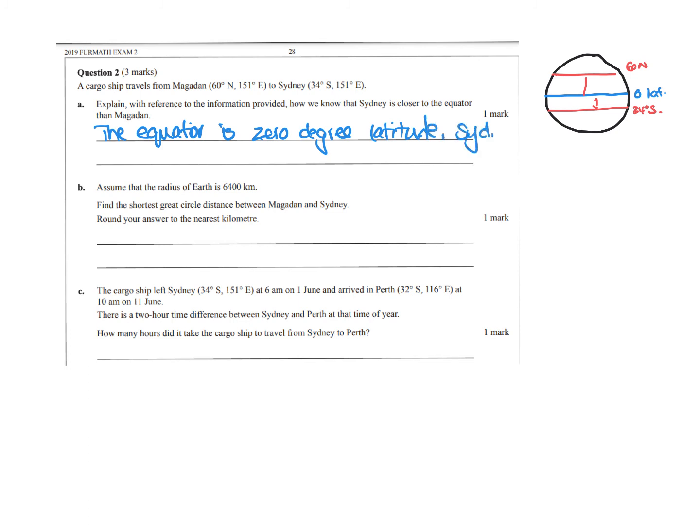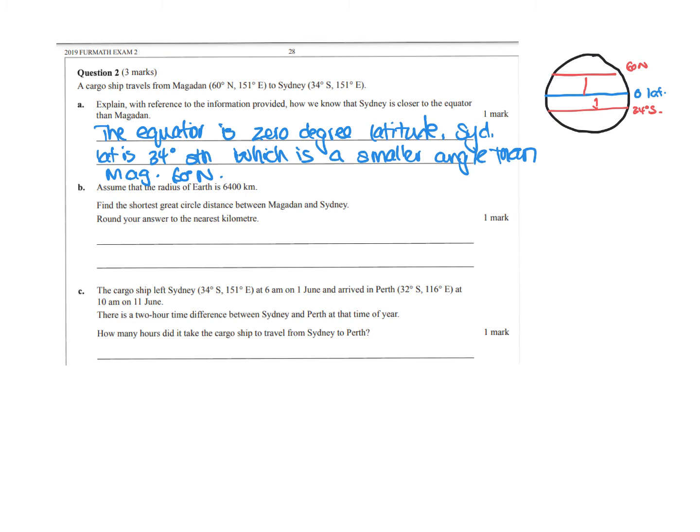Sydney's latitude is 34 degrees south, which is a smaller angle than Magna's, 60 degrees north. I'll just abbreviate there. Okay, so that's where you write something like that.